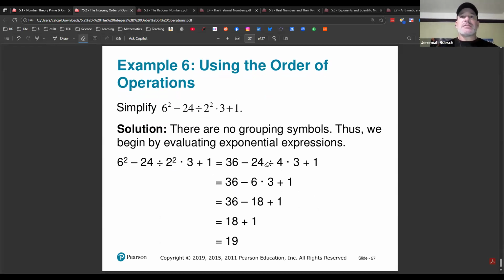Then I see a division symbol and a multiplication symbol. So doing them in order from left to right, I take 24 and divide it by 4, and that gives me a 6. I'm leaving the negative in front. And then I have multiplication, so I'm going to take 6 times 3, and that gives me 18. So finally, I have addition and subtraction left to right. So 36 minus 18 is 18, plus 1 more gives me a total of 19.